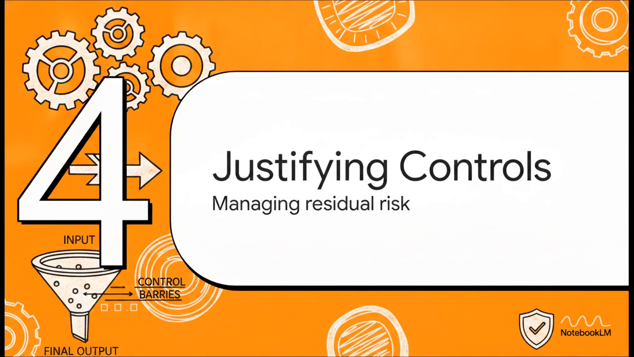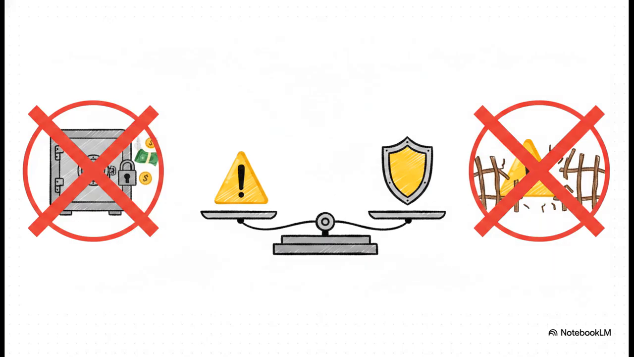All right, Section 4, Justifying Controls and Risk. Let's see how this all builds into the final output of our QRM engine, justifying the controls we put in place and properly managing the residual risk that's left over. You absolutely must match the strength of the control to the actual level of risk. This is all about proportionality.